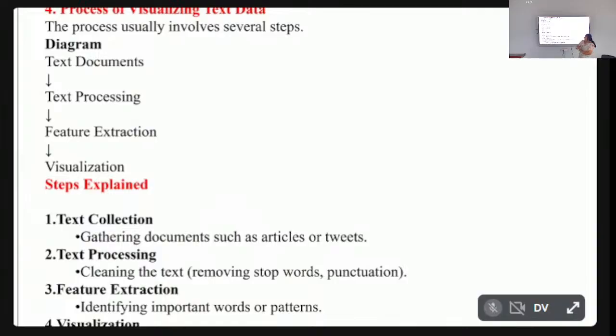Can anyone give me an example of this one? How to visualize? How do we visualize them? Simple example, tell me. What do you mean by visualization of this textual data? First, what you are doing here? You are taking all the set of documents, processing the data, feature extraction, then visualization. Simple example of that.